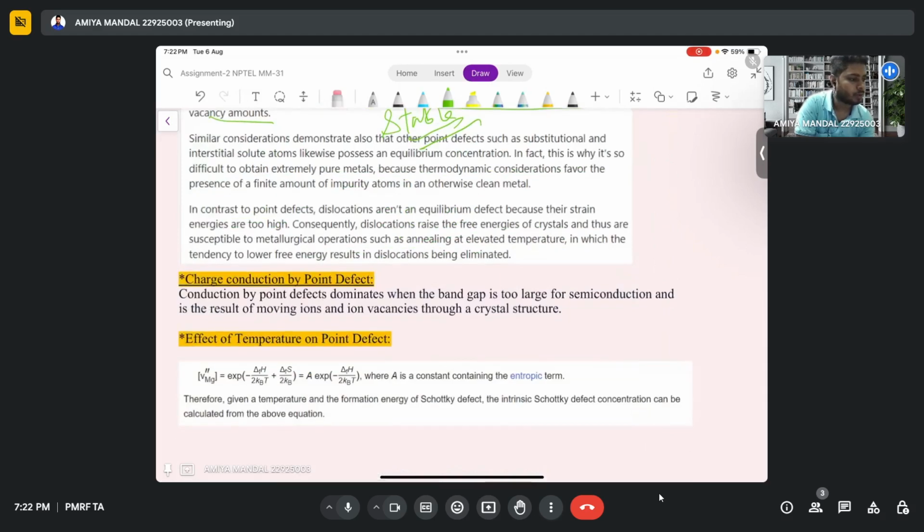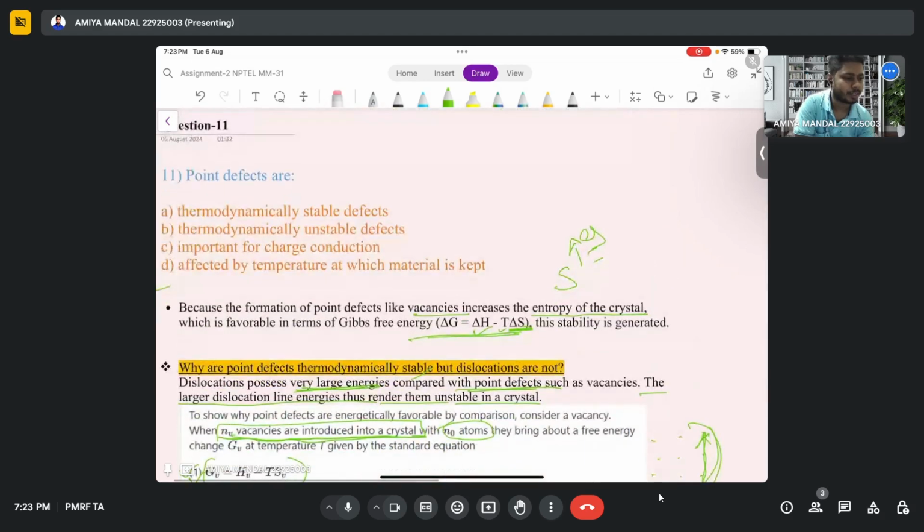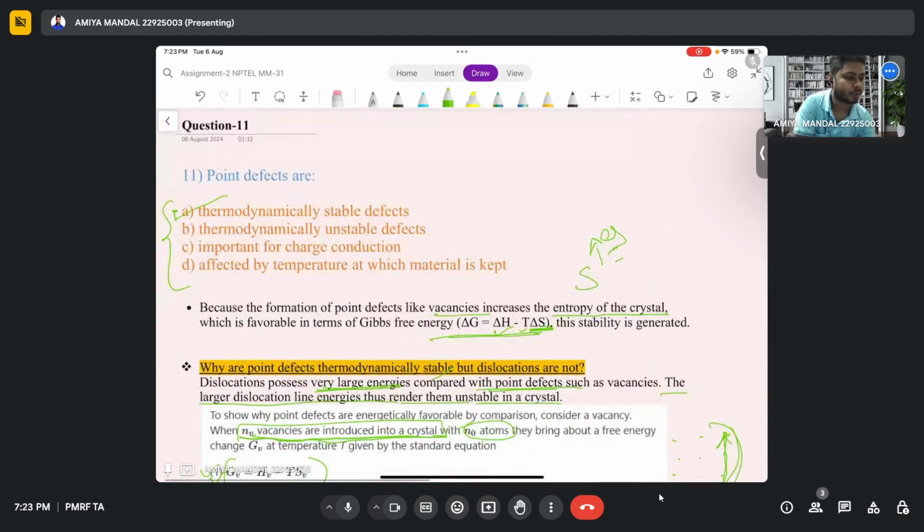And why are dislocations not in equilibrium? Because their strain energy is too high. Consequently, dislocations raise the free energy of the crystal, and thus they are susceptible to metallurgical annealing. This tendency to lower free energy results in dislocation annihilation. So this option is correct: point defects are thermodynamically stable. The option that they are thermodynamically not stable is incorrect.